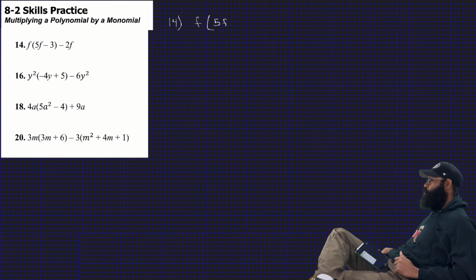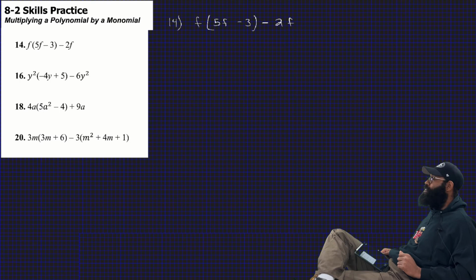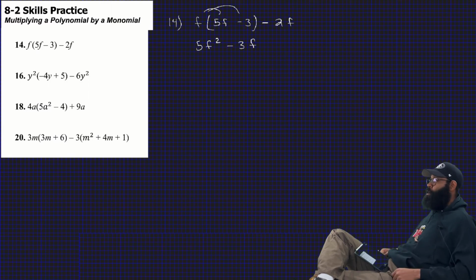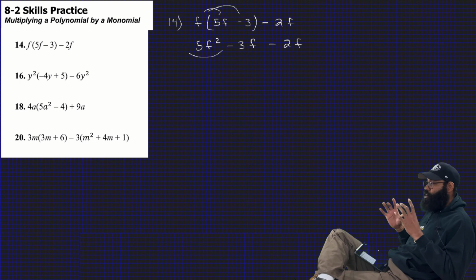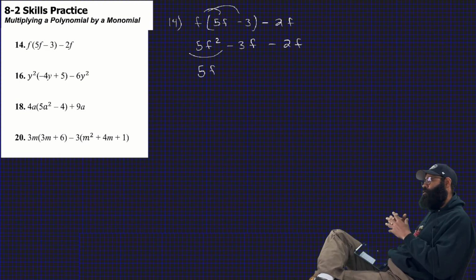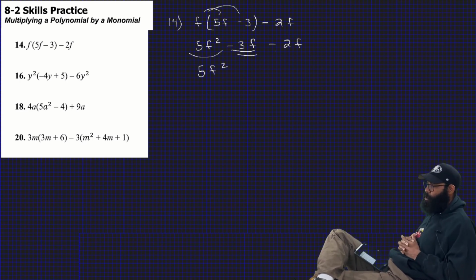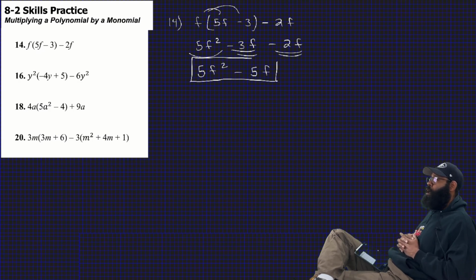One term in front of the parentheses, one term behind it. One of them gets multiplied, the other one does not. So, drop it like it's hot. Shout out to Miss Ryan. She taught me this one. So, the top portion stays, the second part comes down. So, we did the distributive property, 5f squared. F times negative 3, negative 3f. Your two last terms, negative 3f and negative 2f, add up to negative 5f.